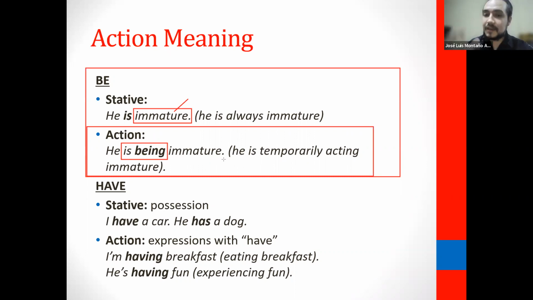And yes, you're right. I am being Luis is incorrect. Why? Why is my idea incorrect and why is he is being immature correct? Who can explain that? What do you say? Let's try with you, Astrid. Any ideas? Why is the sentence in the chat incorrect? Because it is incorrect. I am being Luis is incorrect. But why? Why is my sentence incorrect? And why is the second sentence, he is being immature, correct?